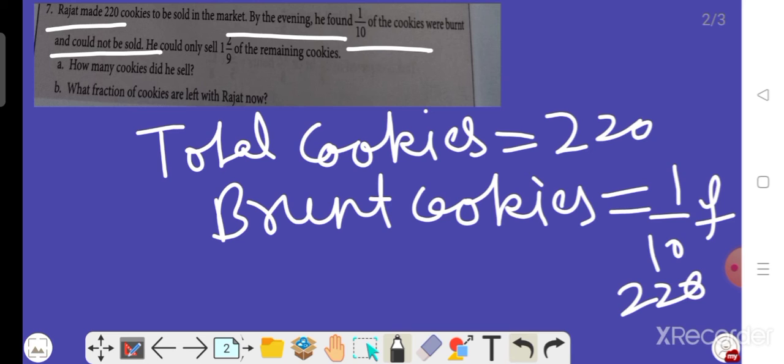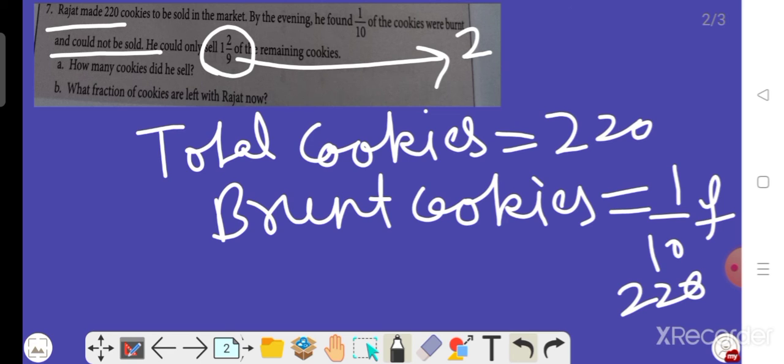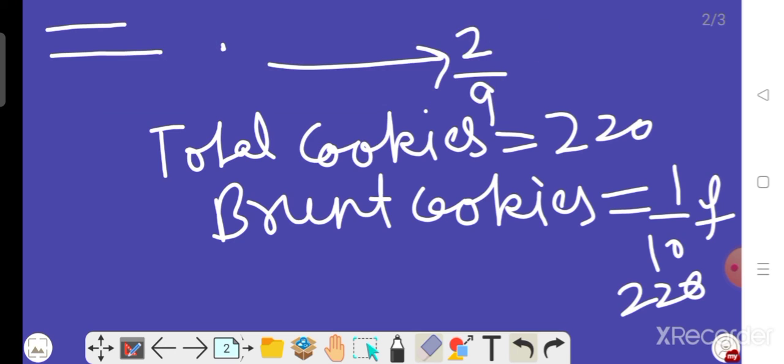Now beta, please correct the statement of your question number 7th. In question number 7th, here we are given 1 raised 2 by 9. In the place of 1 raised 2 by 9, you have to write only the 2 by 9 part. It is not 1 raised 2 by 9, it is only 2 by 9. Okay, here we do not have to write this one. So this is the correct statement of your question number 7th. Here we have to write only 2 by 9, beta.